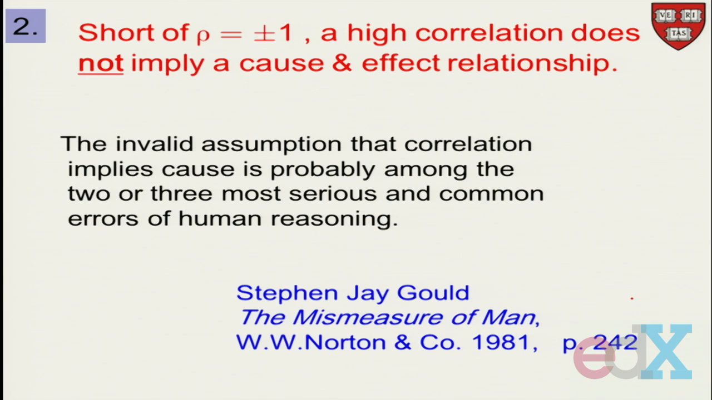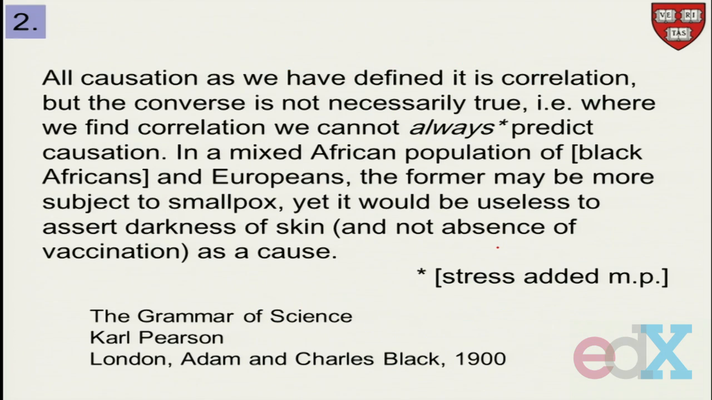So the second one, I said that correlation does not imply causality. In fact, short of plus or minus 1, if you've got a correlation of plus 1 or minus 1, then you saw that, give me the x, I'll get you the y. But apart from that, here's the way Stephen Jay Gould stated it. He said, the invalid assumption that correlation implies cause is probably among the 2 or 3 most serious and common errors of human reasoning. In fact, Pearson said the same thing when he first introduced this.